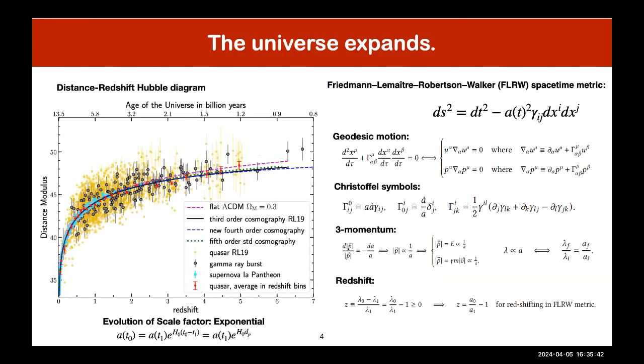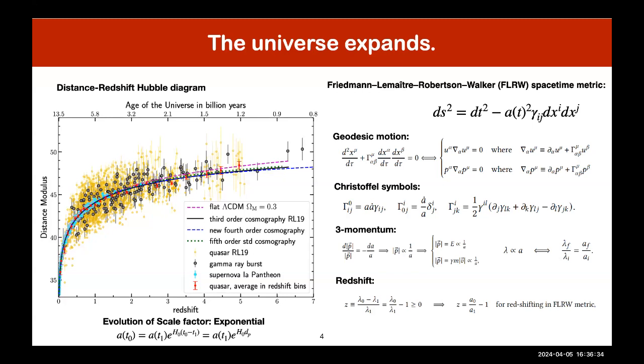Inflation. I would like to start with the very famous observation about the expansion of our universe. This is the distance-redshift Hubble diagram. The vertical axis is the distance modulus, which you can consider as the distance from the observer to the galaxies or other celestial objects. And the horizontal axis is the redshift, which is defined as the change in wavelengths of light emitted from celestial objects like galaxies and other stars.